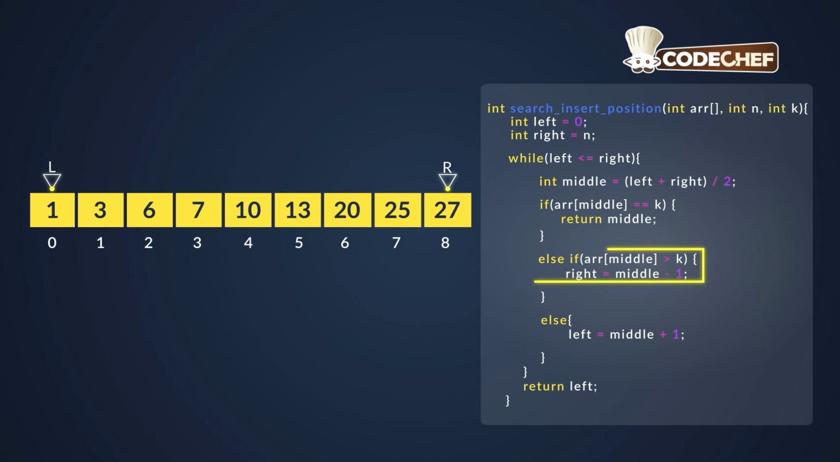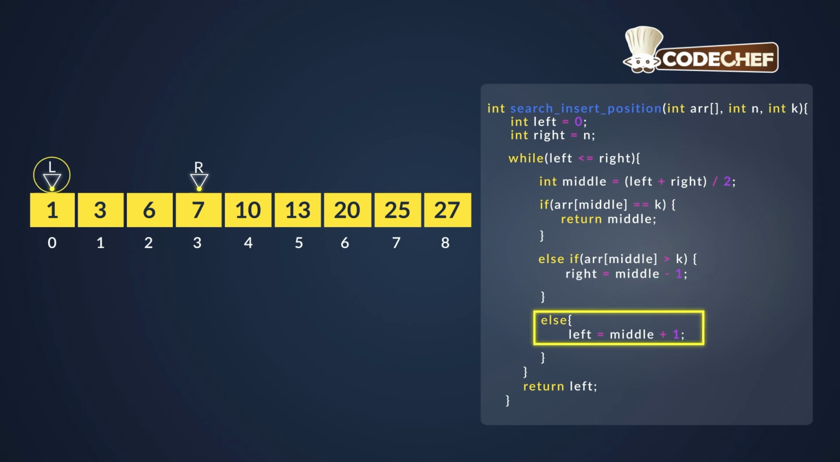If the middle element is greater than the target, we move right to middle minus 1. The middle element is 10. Since 9 is smaller than 10, we move right to middle minus 1, which is index 3. If the target element is greater than the middle, we move left to middle plus 1.